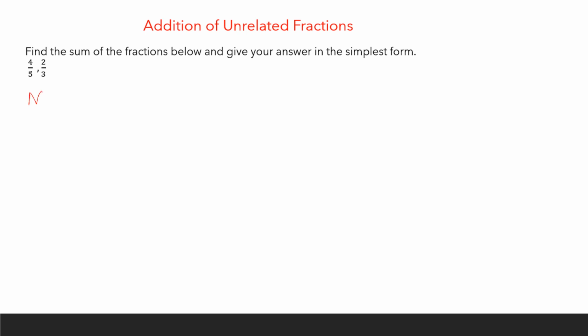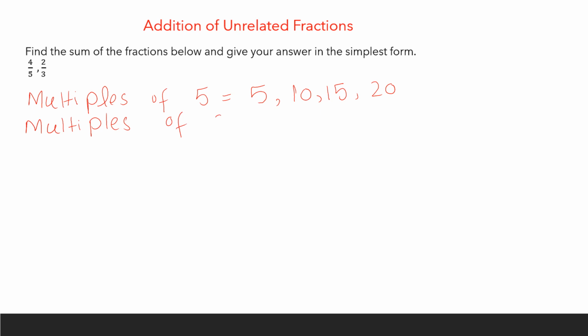So in this case, we need to find the LCM. I'm going to write the multiples of 5. So what are the multiples of 5? The first multiple is 5 because every number is a multiple of itself. The second multiple will be 10, then 15, then 20, and so on. Now I will write the multiples of 3. The multiples of 3 are 3, 6, 9, 12, 15, then 18.